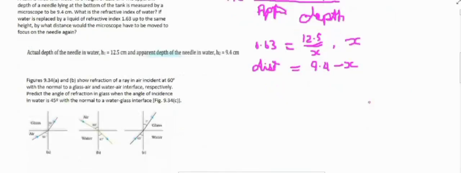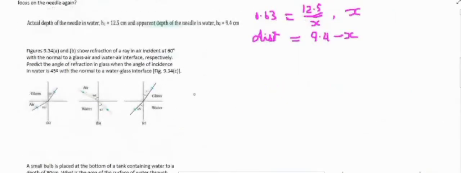Okay. Now, next question. Diagrams are given. You are asked to calculate the angle of refraction in the third diagram in glass. Okay. So here, this angle, there is a correction. This angle you have to take as 41 degree to get the answer.